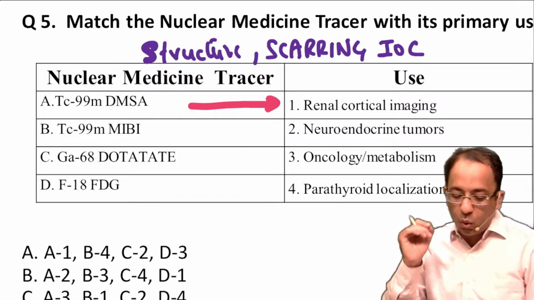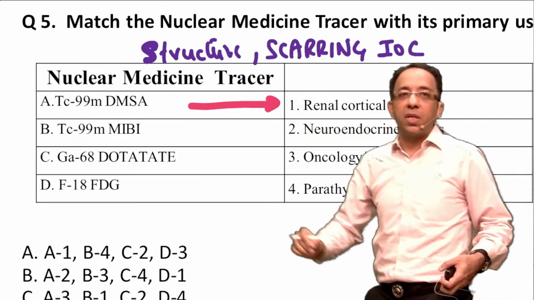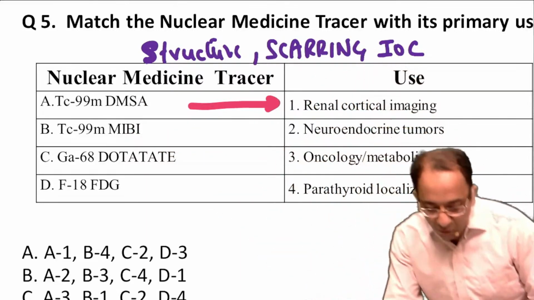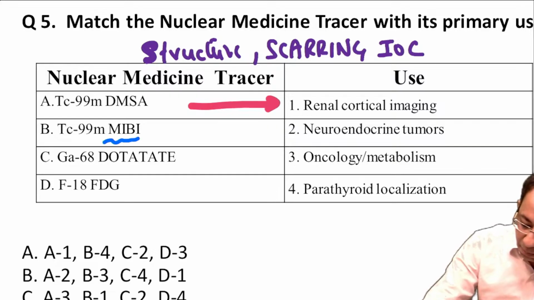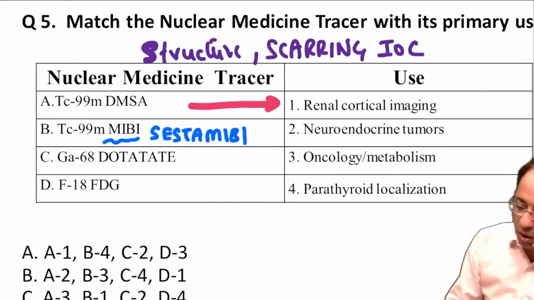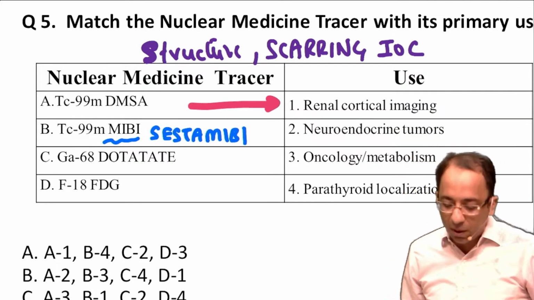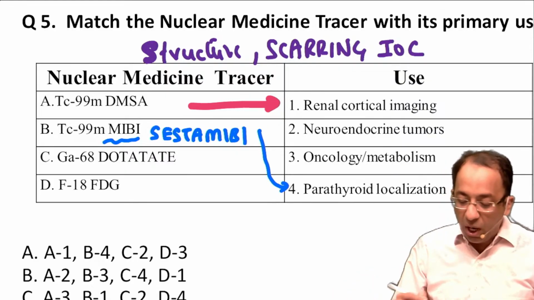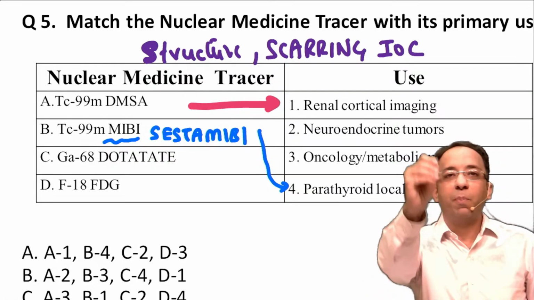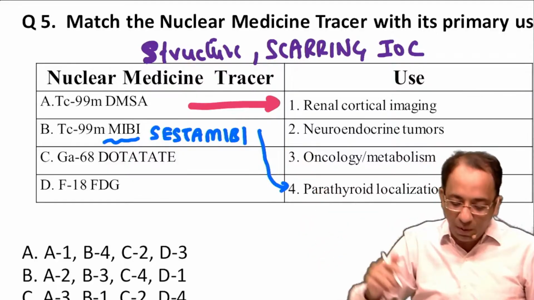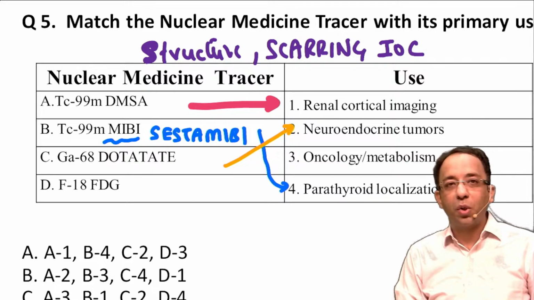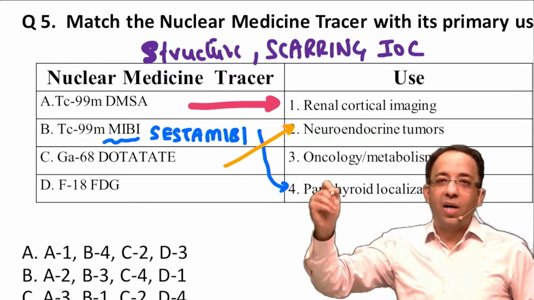Now another previous INICET question is technetium MIBI, Sesta MIBI scan. Can you tell me why would you use technetium MIBI, or we are writing here Sesta MIBI scan? One of the most important, very favorite questions of your INICET paper is Sesta MIBI. It is used for parathyroid. Why? Where did I tell you gallium DOTATATE? Again, previous INICET question, new style. The question is PYQ only. The answer is, anyone? Neuroendocrine tumor.